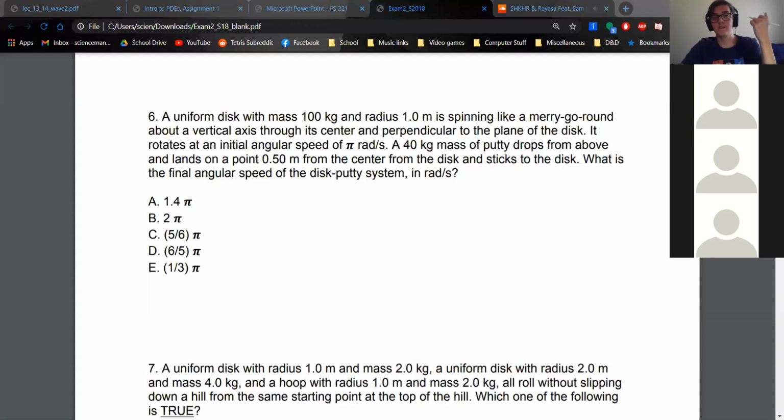Someone asked, what is m (r/2) squared? That quantity I plugged in on the bottom of my fraction. That's the moment of inertia due to the lump of putty that we dropped. So it's r/2 because that's how far away we are from the end of the disk. That's 0.5. Yeah, so that's what that represents.